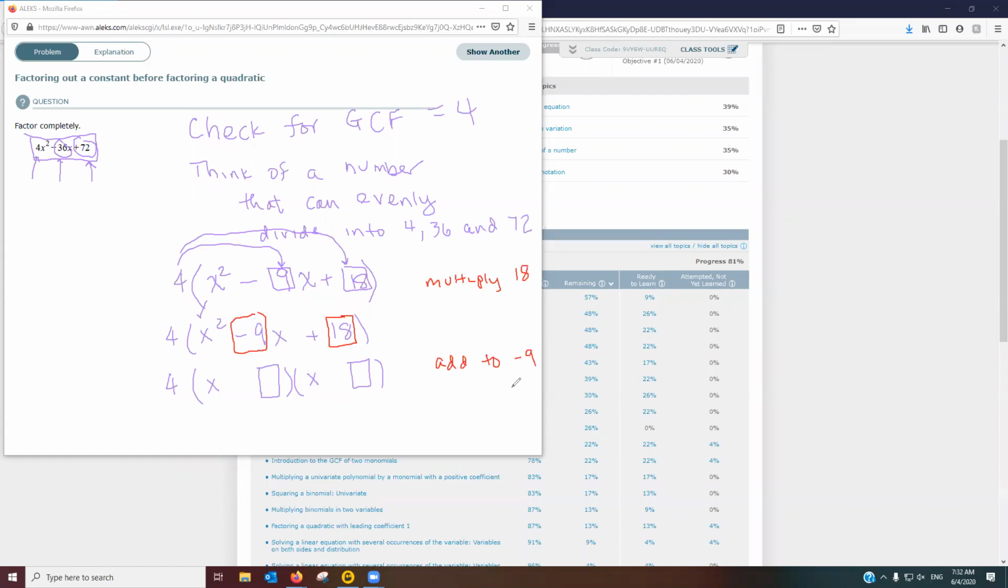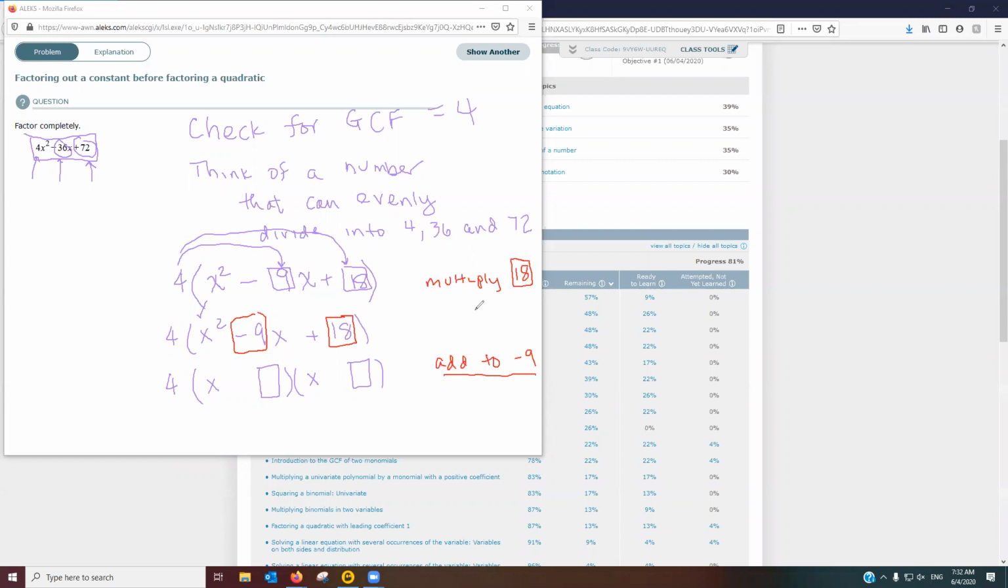All right, let me think about the signs. Should these numbers be both positive, both negative, one of each? Well, I need the numbers to multiply to get me a positive number. For two numbers to multiply to get you a positive answer, the numbers would either both have to be positive or both have to be negative. But I need them to add to a negative 9. The only way that's going to happen is the two numbers must both be negative. If the numbers are both negative, they could add to negative 9 and they could multiply to 18.